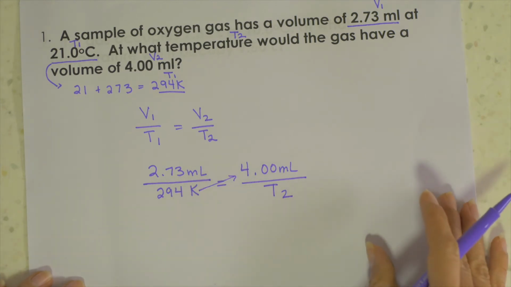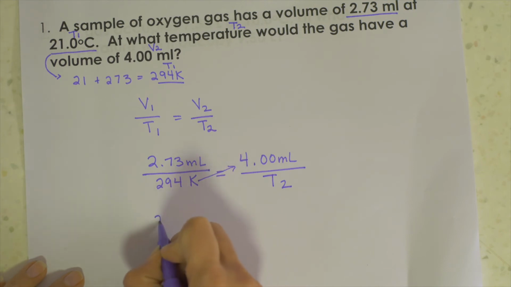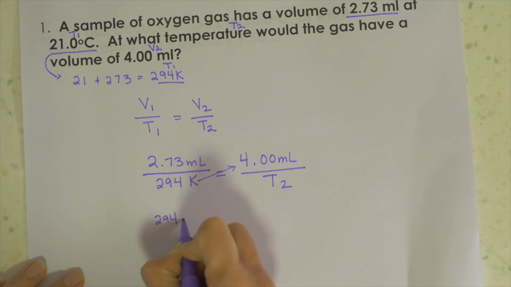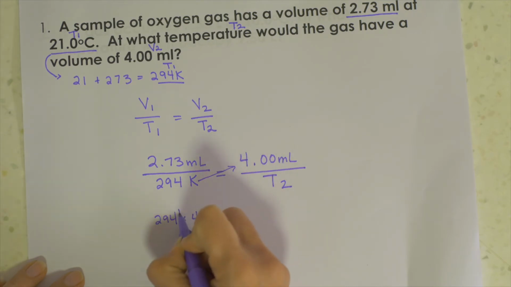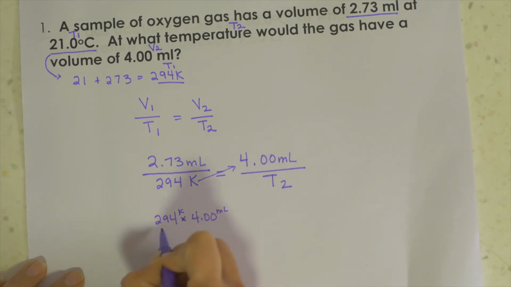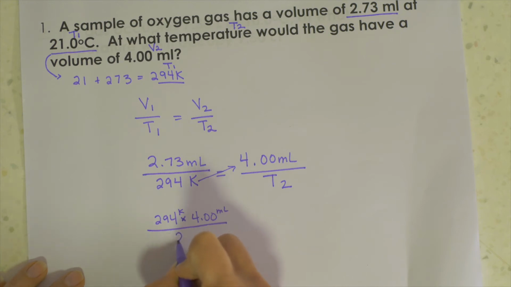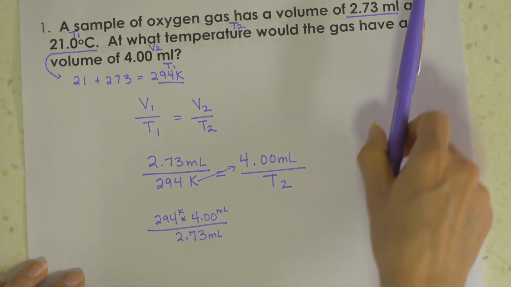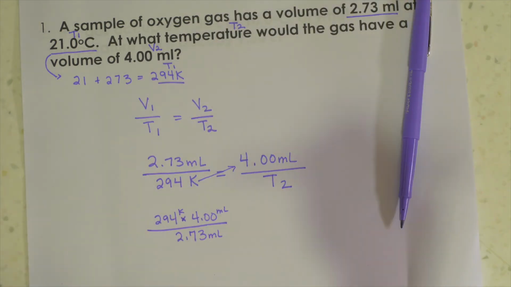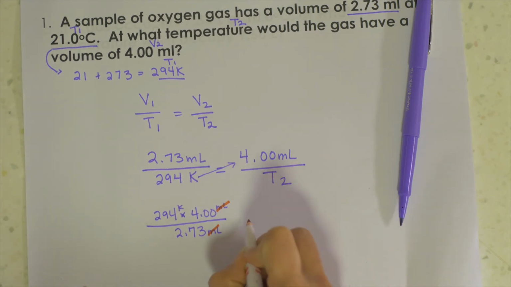So you've been doing cross multiply and divide for a while. So 294, my calculator would say 294 times, I'm do an X or a dot, whatever, times 4.00. And you can see how these units are going to cancel out. We're going to put those into our calculator, then hit equal. And then we're going to divide by 2.73 milliliters. Now, what we're going to notice here is that my milliliters is going to cancel out. And so my leftover unit is going to be Kelvin, which is exactly what I want.